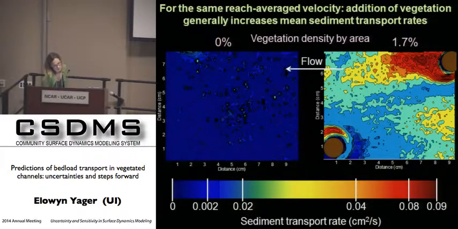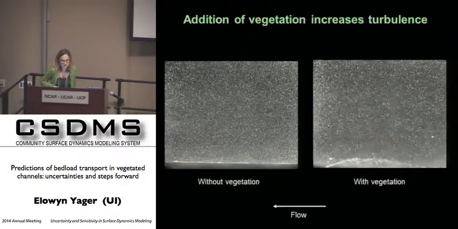And also, our mean sediment flux is much higher with the addition of vegetation than without. And this corresponds to all of our different vegetation densities by area. As we increase our vegetation density by area, we have higher sediment transport rate, which is kind of contrary to what you would expect. You expect vegetation causes lower transport and deposition. So why is this occurring?